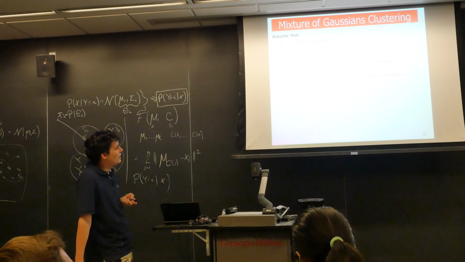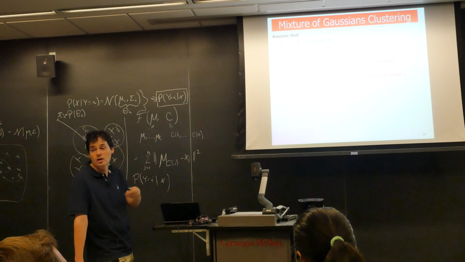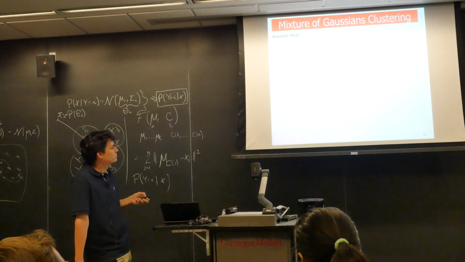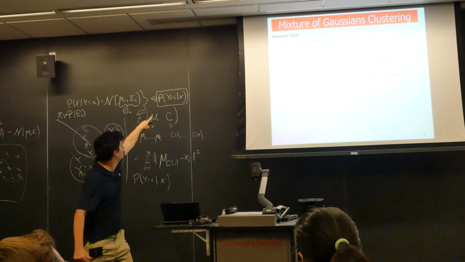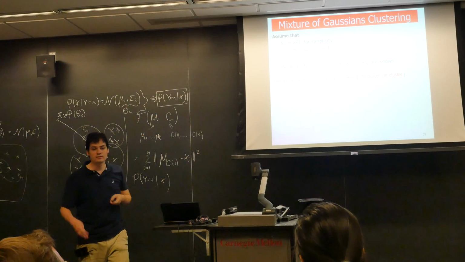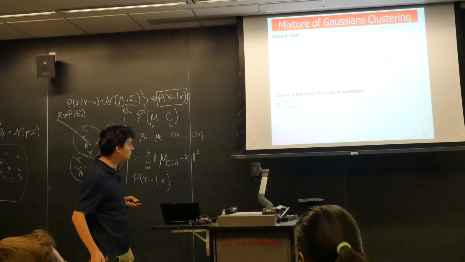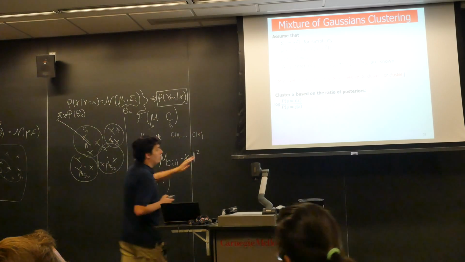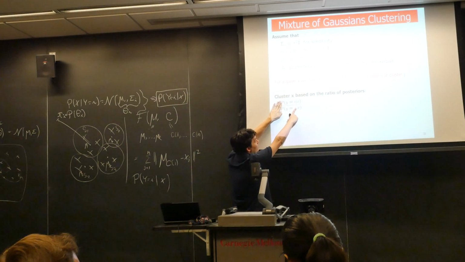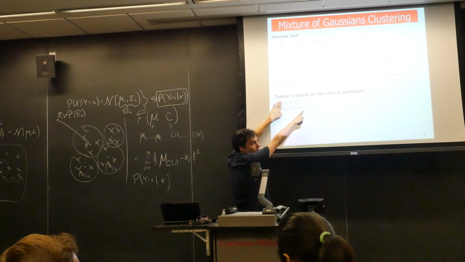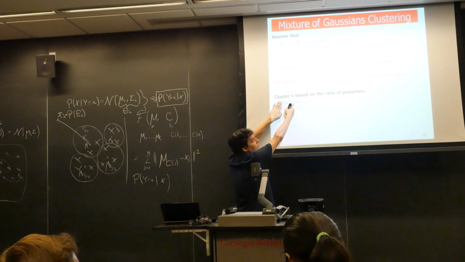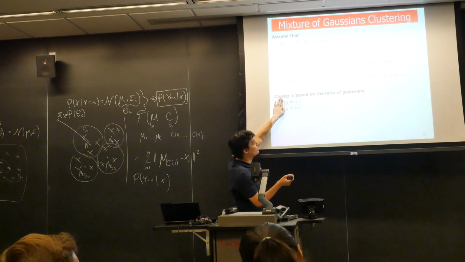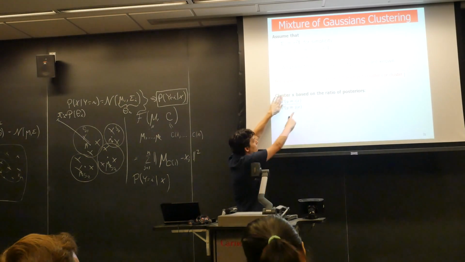Then the question is, for a given x, we want to decide if it belongs to cluster I or cluster J. How should we do that? All the parameters are known. Just calculate the probability and choose the highest. Right, exactly. We calculate these probabilities and we want to choose the highest one. But for now, let me just calculate the ratio of whether this point belongs to cluster I or cluster J. If this ratio is bigger than 1, then I say that the point belongs to cluster I. If it is less than 1, then it belongs to cluster J.